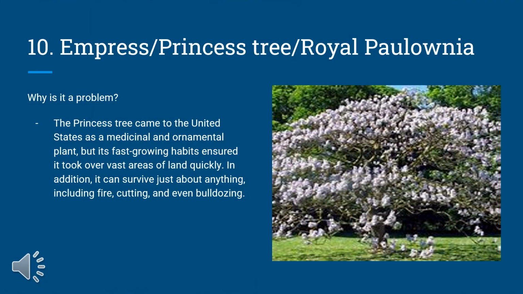Number 10. Empress, princess tree, and royal paulownia. Why is it a problem? The princess tree came to the United States as a medicinal and ornamental plant, but its fast-growing habits ensured it took over vast areas of land quickly. In addition, it can survive just about anything, including fire, cutting, and even bulldozing.